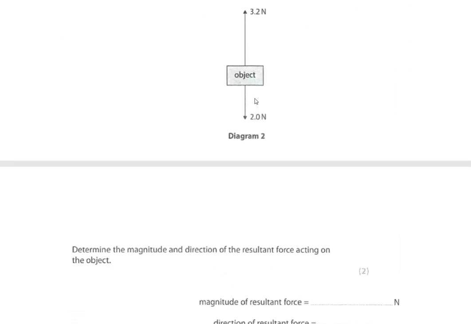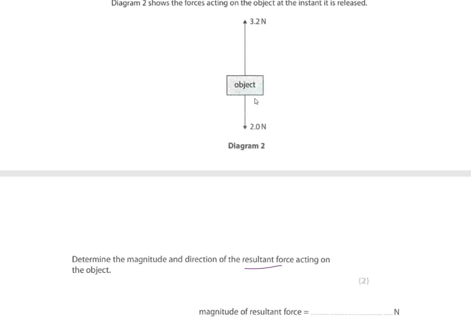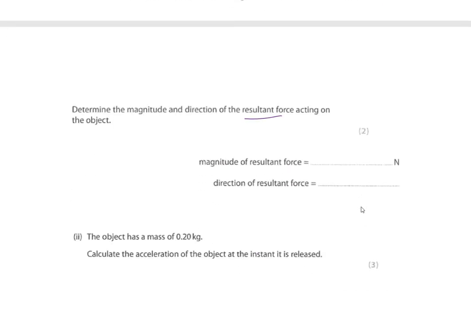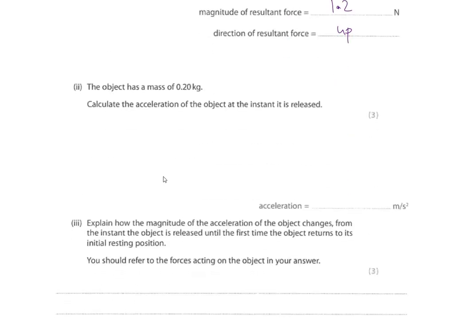Okay, now we need to work out the resultant force. The resultant force would be 3 take away 1.8, which is 1.2, and it's going to go upwards. Therefore, this will be 1.2 up. Okay. Now work out the acceleration.